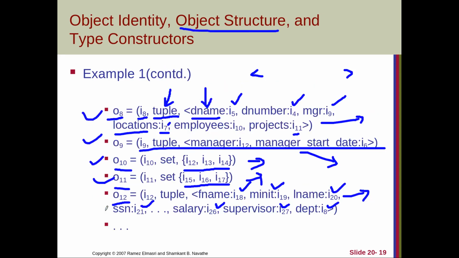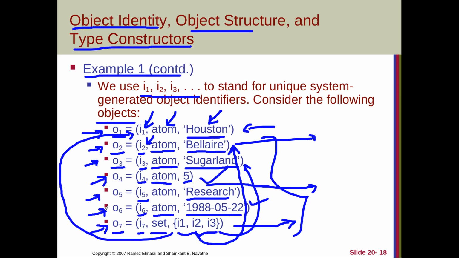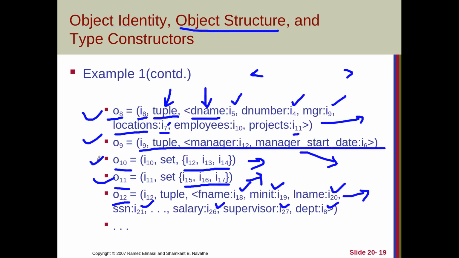So these are the representations, some basic representations. So now you can understand what is an object, what is an object ID, what is a type constructor, what is a value. I hope it is clear.